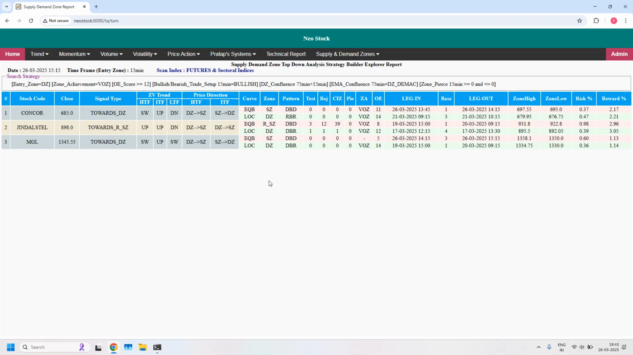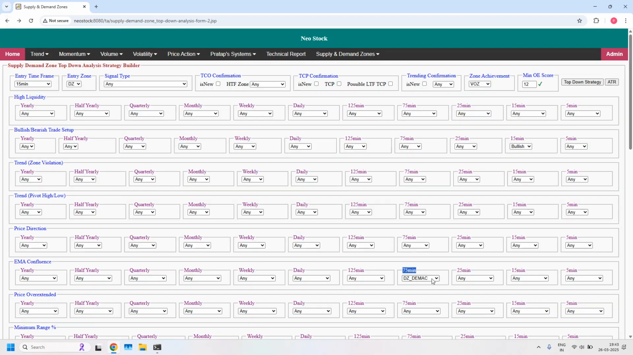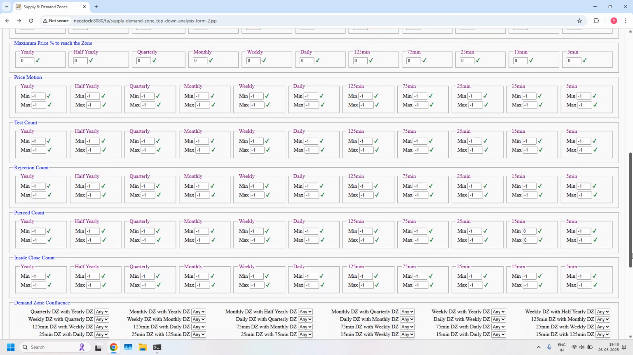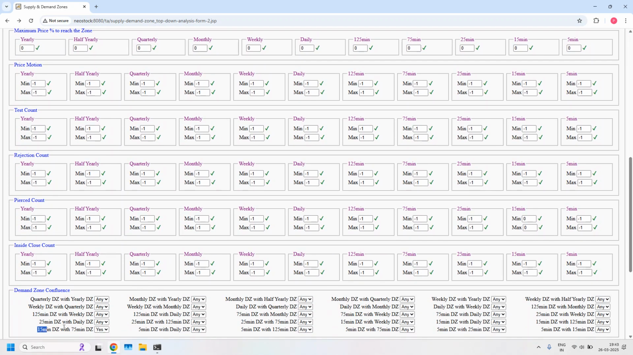Okay. Next we will filter based on LTF, ITF, HTF demand zone confluence. Removing the EMA filter. In the demand zone confluence, we have to set 3 filters. The first filter is enabled. Next, 15 minutes with daily demand zone confluence, and 75 minutes demand zone with daily demand zone confluence.